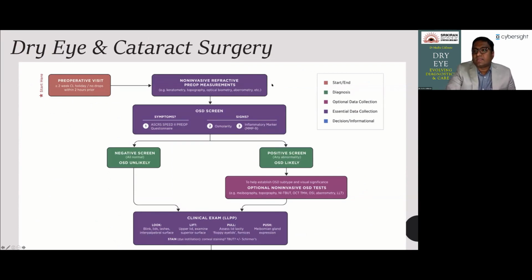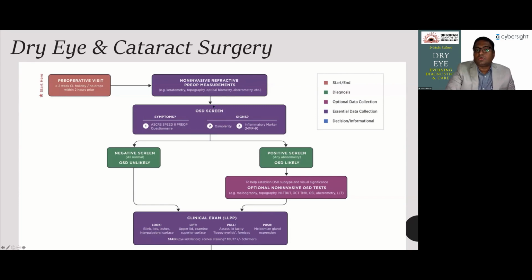So the next important question I was asked was dry eye and cataract surgery. I think this is very relevant in today's scenario where our patients are demanding refractive outcomes in cataract surgery. So it's very important that when the patient comes for a preoperative visit, it's better to have a contact lens holiday or no drops within 2 hours prior to examination. All the non-invasive refractive measurements like keratometry, topography, biometry, and aberrometry have to be done after you don't use drops for 2 hours. That is the protocol given by ASCRS.